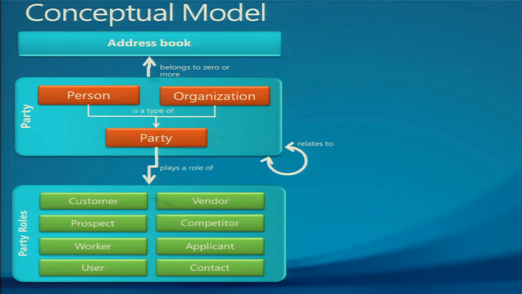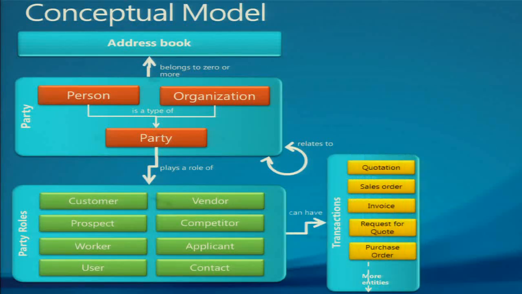Then a party can play a role, one of these party roles. Some of the party roles we have in the system today are listed here. And the extensibility of the GAB also allows you to quickly add new party roles. I'll show that just in case you need to go in and add new party roles. I'll be demonstrating that as well in one of my demos. Then party roles can have transactions. Some typical transaction examples we have are sales orders, quotations, etc.